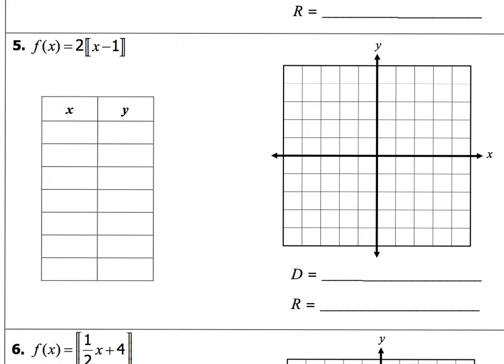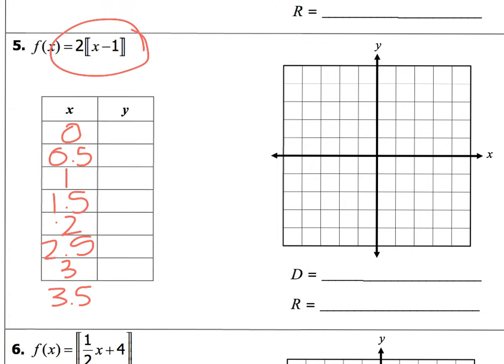So we want to choose x values that are 0, 0.5, 1, 1.5, 2, 2.5, 3, and you can do 3.5 as well. All right, that'll give you a good idea of what the graph is going to look like. So next thing we want to do is plug each of these x values into our function.